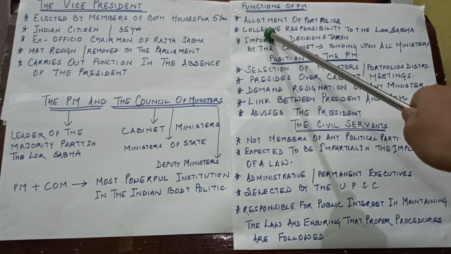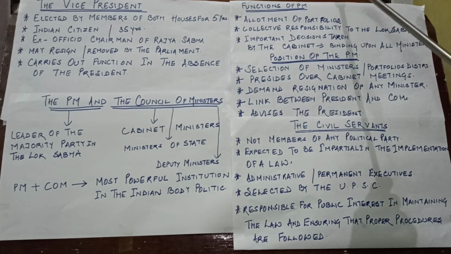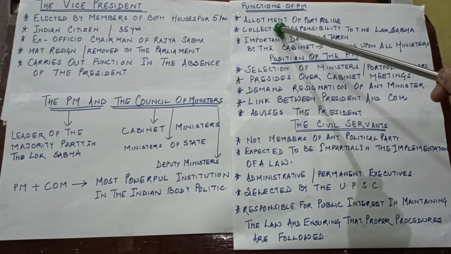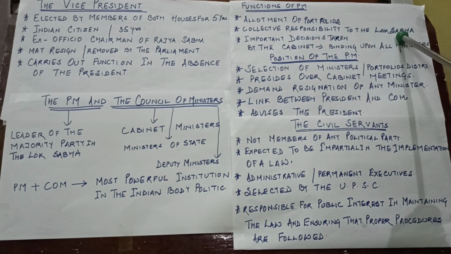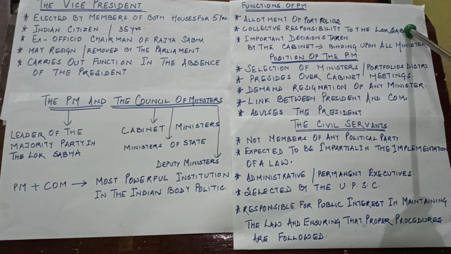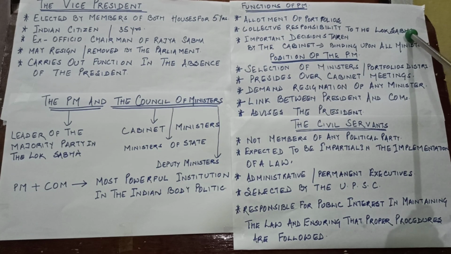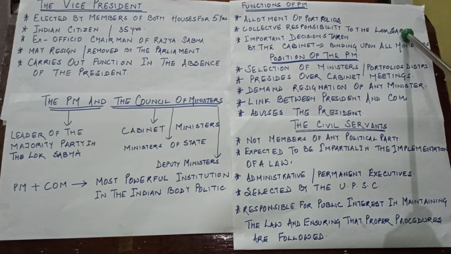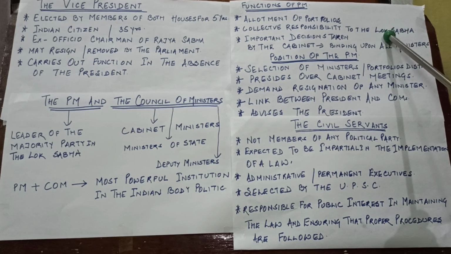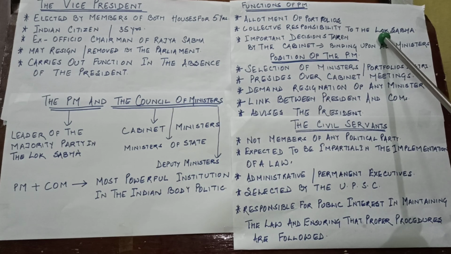Secondly, there is collective responsibility to the Lok Sabha, which means the Prime Minister together with the Council of Ministers, they are collectively responsible to the Lok Sabha. They remain in the Lok Sabha till the time they enjoy the majority or support of the Lok Sabha. Once the support is taken off, the ruling government steps down. This is called as the no confidence motion.